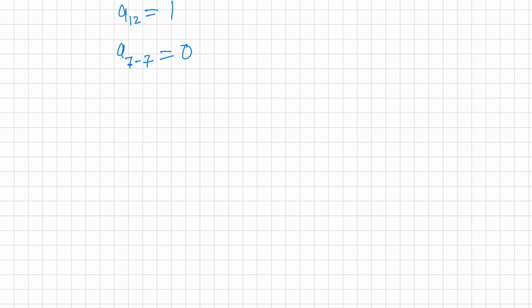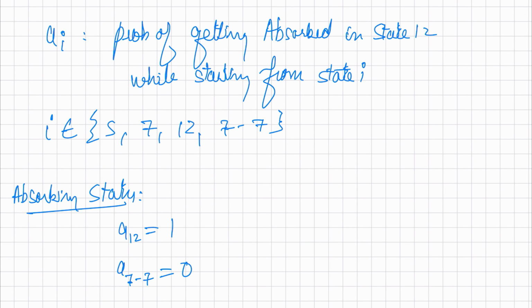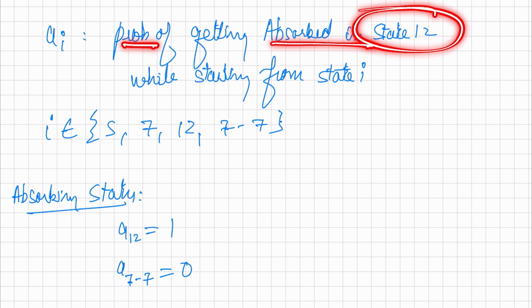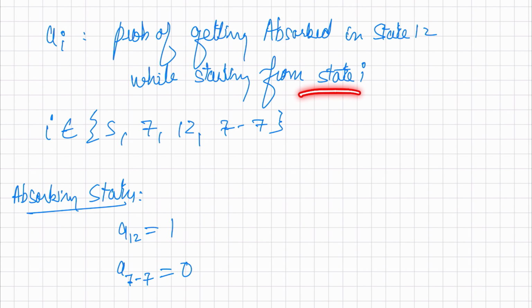Again, the reason is this definition here says probability of getting absorbed in state 12. This is our target state, if you're starting from state I.